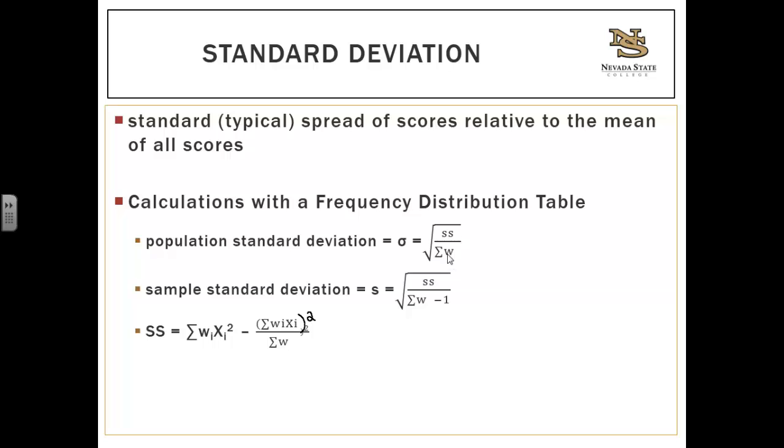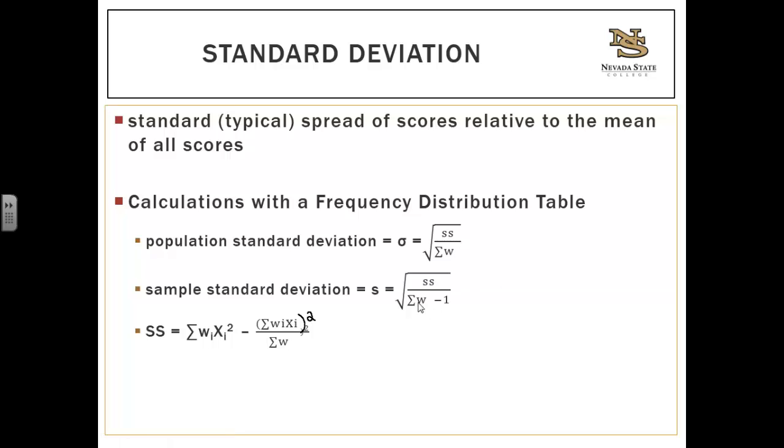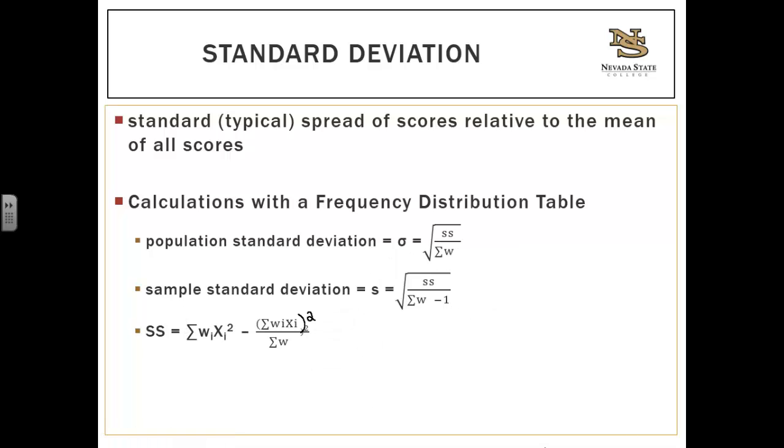Then when you look at the denominator here, you've got the sum of W in the denominator for the population standard deviation, which is the same as saying the population size. Here, you've got the sum of W, or in this case, the sample size, minus 1. Sample size minus 1. It's just different notation because you'll be looking at different things in the columns of your frequency distribution table than when you're looking at raw data.